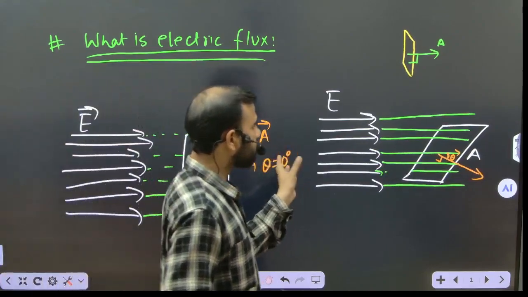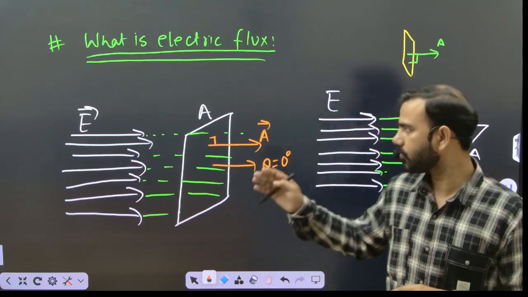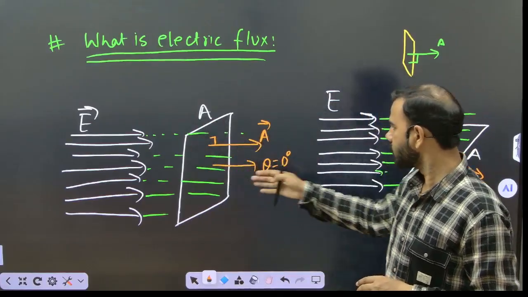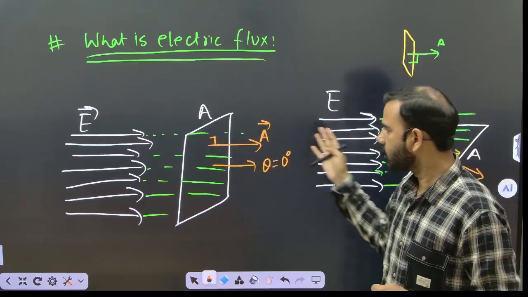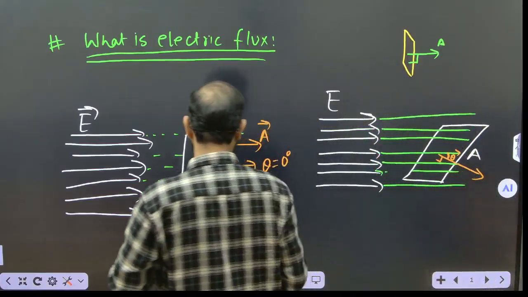So in both cases the electric flux is different because the number of electric field lines passing through this and through this is different. So the electric flux is also different.